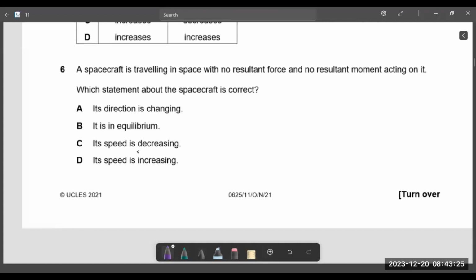A spacecraft is traveling in space with no resultant force and no resultant moment. Which statement about the spacecraft is correct? If the spacecraft is moving with no resultant force, it means the overall force acting on it is zero. That means it is in equilibrium. The horizontal force, vertical force, everything will balance each other and we can tell the spacecraft is in equilibrium.